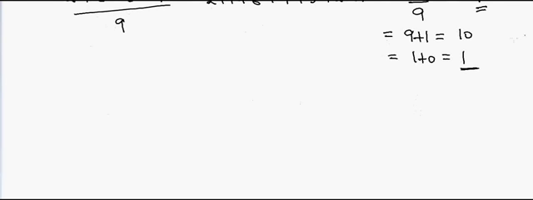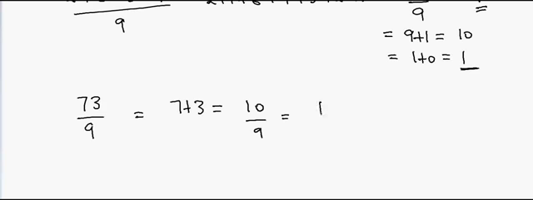Another example, now a much easier one: if I have 73 and I want to divide by 9. So we know that 7 plus 3 is equal to 10, and if I divide it by 9, my remainder will be equal to 1.